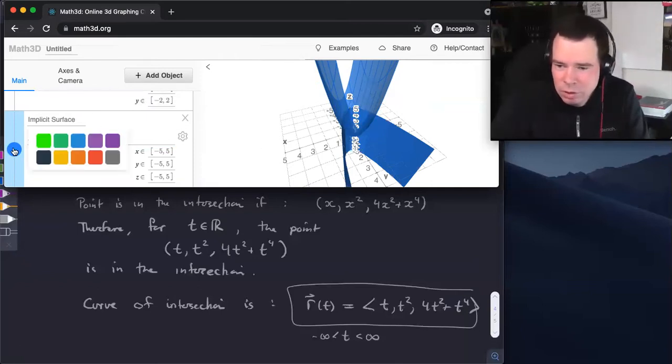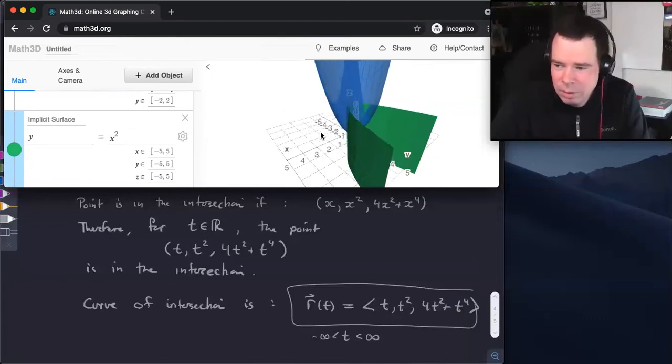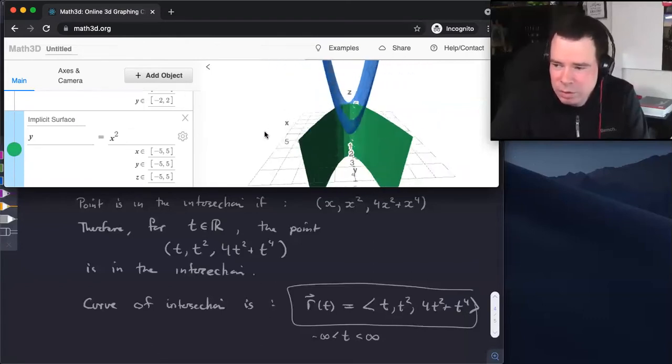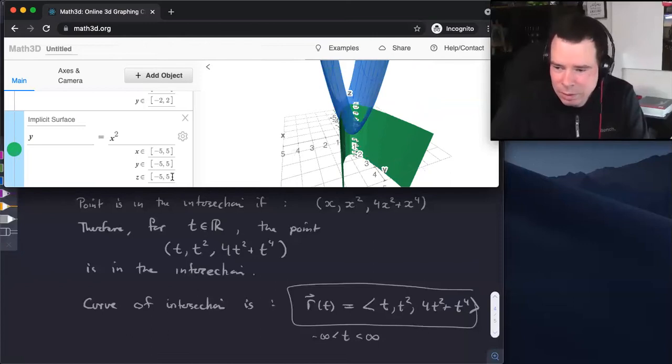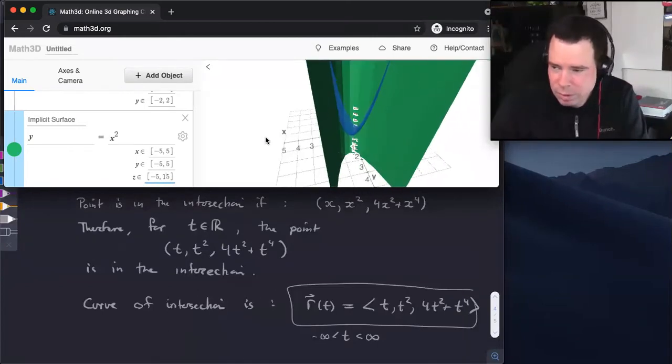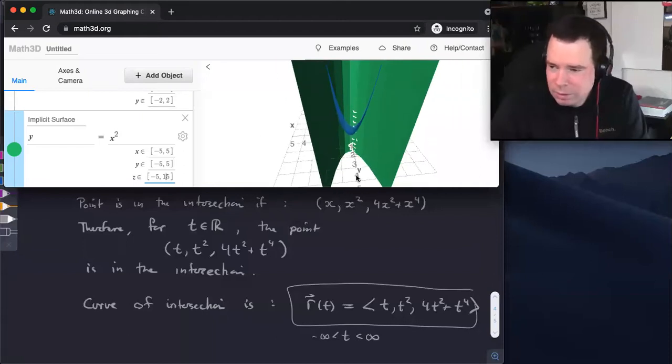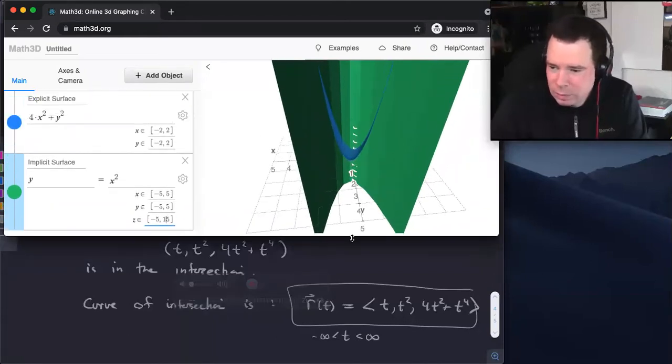I'm just going to change the color to green so we can see it a little bit easier. And we can see its intersection. Maybe I'll make this one a little bit higher. So I'll let the z value go up to, I don't know, 15. So it just really goes up high. Now we can start to see the intersection. Drag this down a bit.